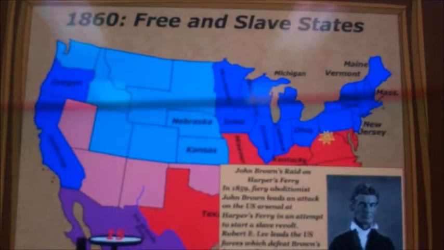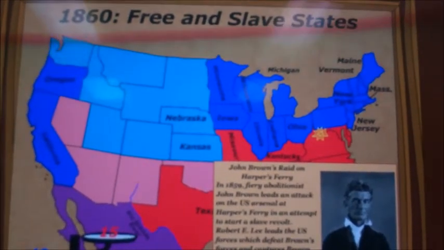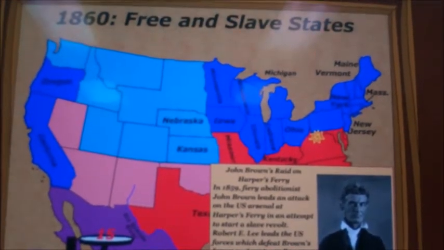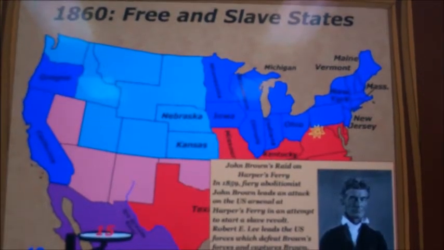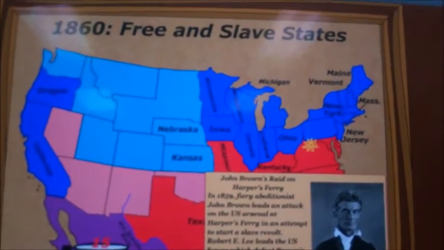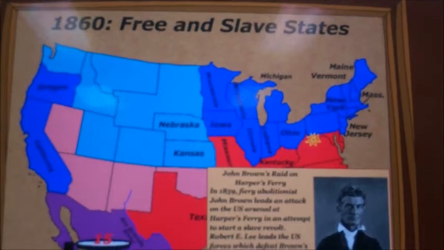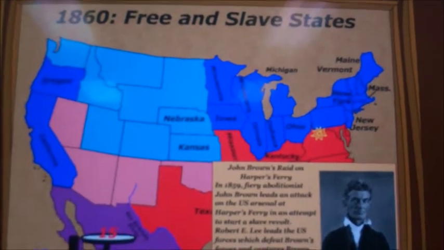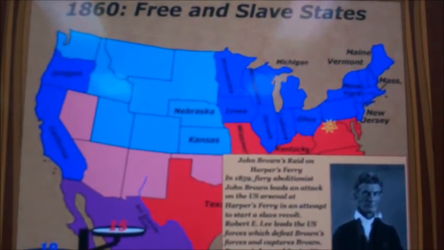Oregon and Minnesota were added to the North, and in 1859, John Brown, an abolitionist, led an attack on the U.S. arsenal in Harper's Ferry to start a slave revolt. Brown is captured and hung by Robert E. Lee. His death fueled all the abolitionists.